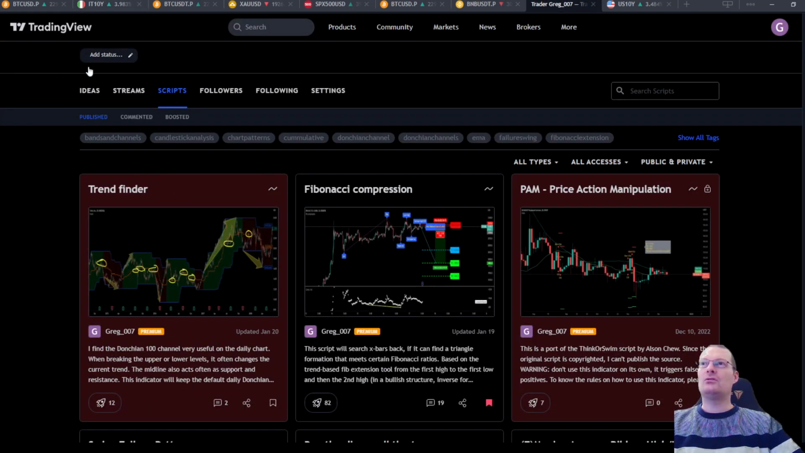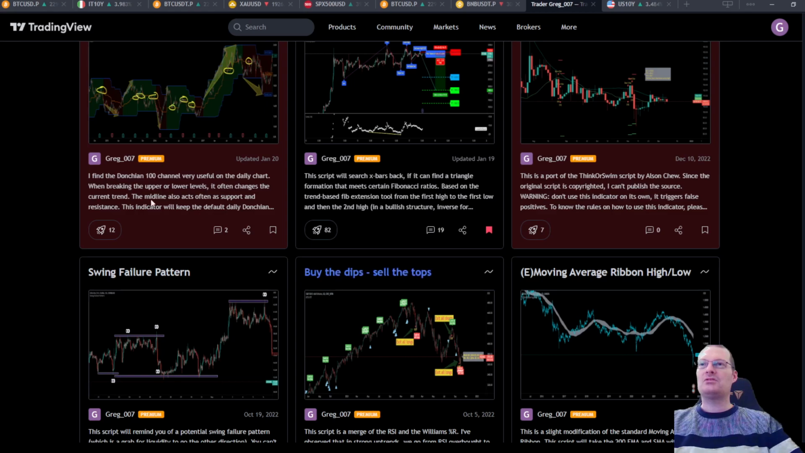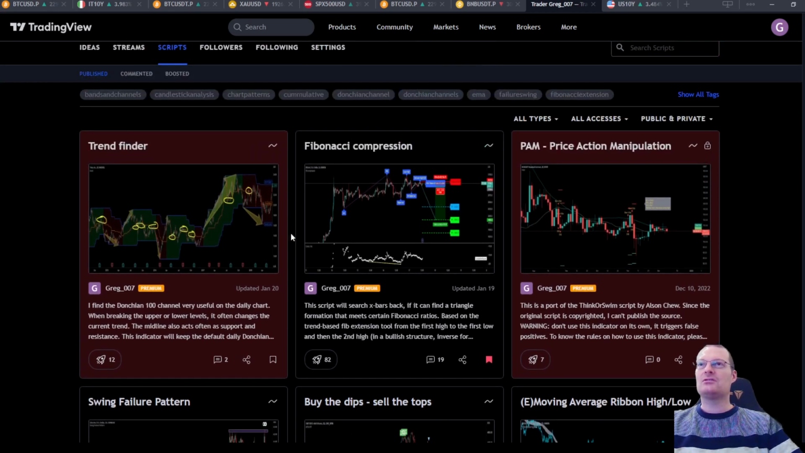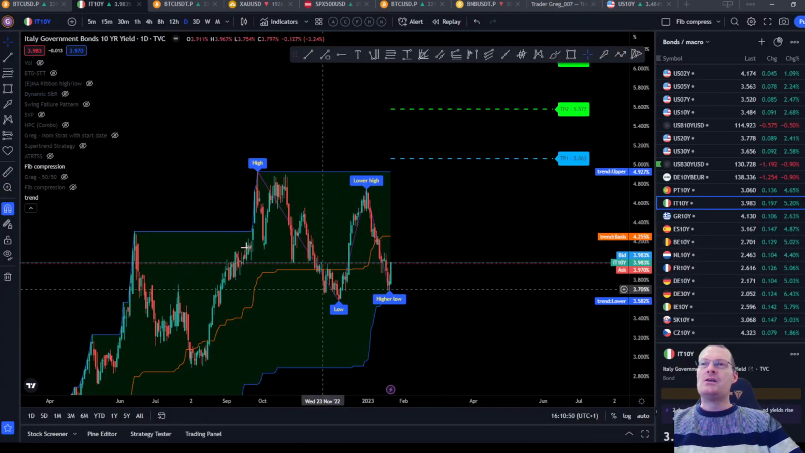So actually, if you go in on TradingView to trader Greg_007, you will find my scripts, except the ones in red. Those ones, they did not allow me to publish them. So, okay, it's this one, the Fibonacci compression, which you can see here.